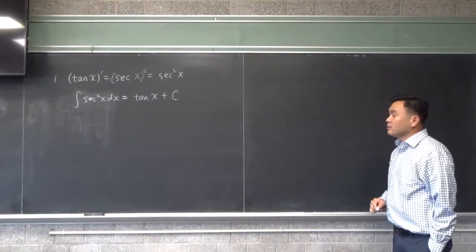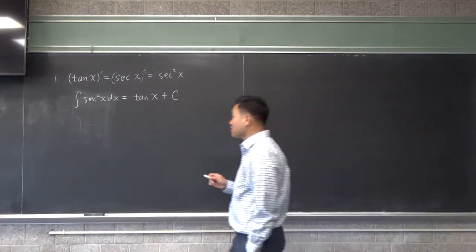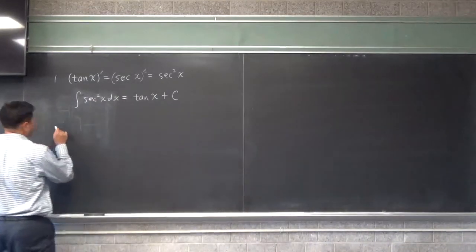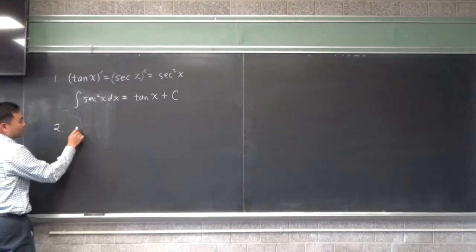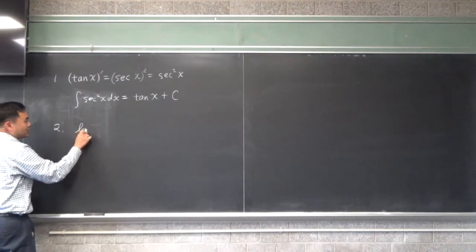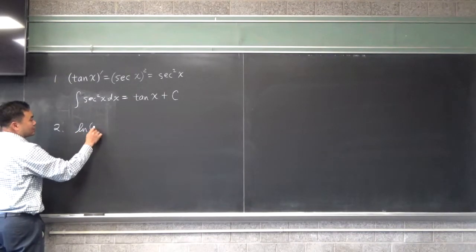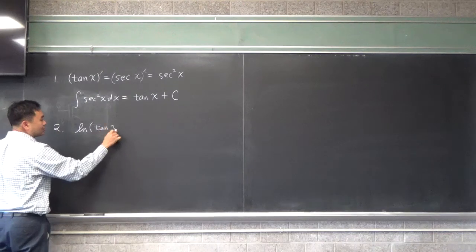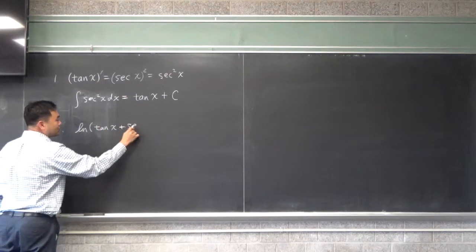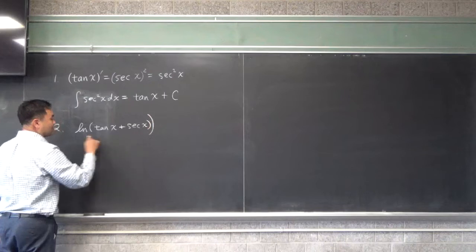Okay. Now let's try something that's slightly tougher. Number two, try this thing: ln of tangent x plus secant x, prime.